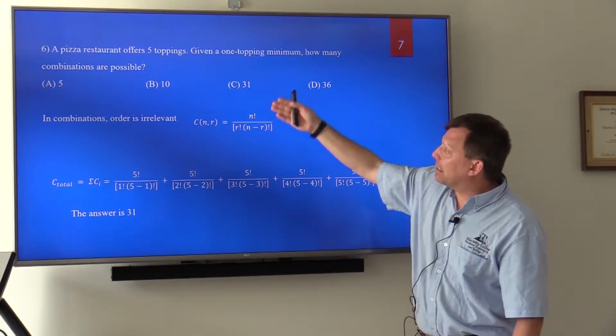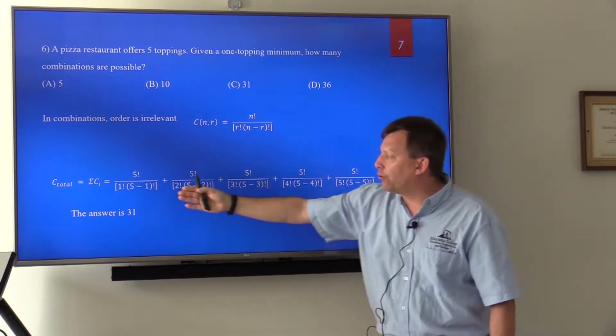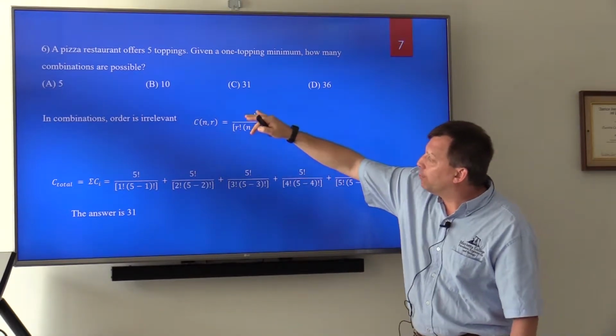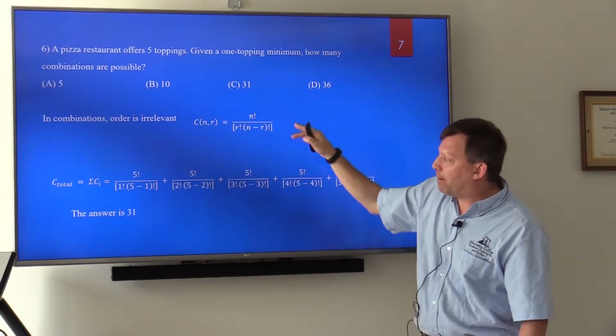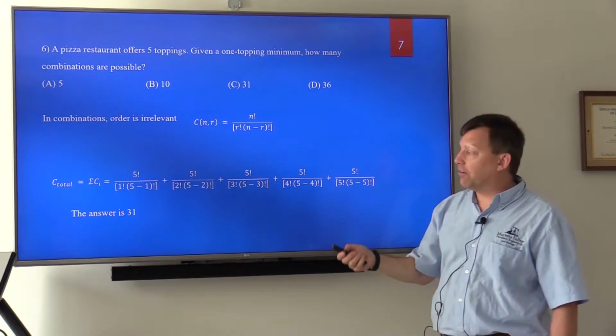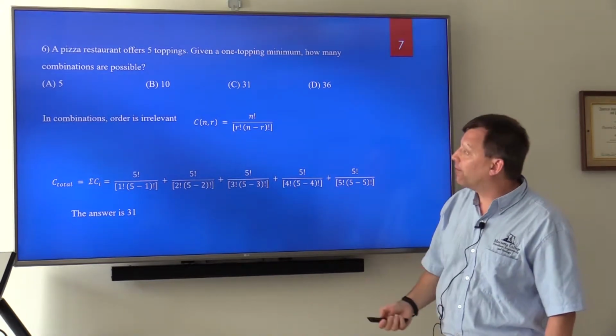So a fairly simple problem, but just make sure you know you have to take the summation of that. If you just take and put in 5 and 1 and you expect an answer, you're missing out on a lot of opportunities there. So again, this is what you want to be careful of.